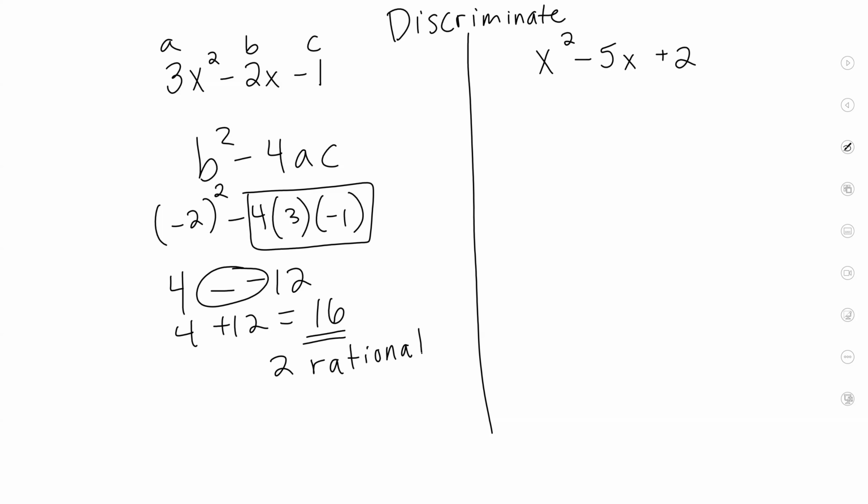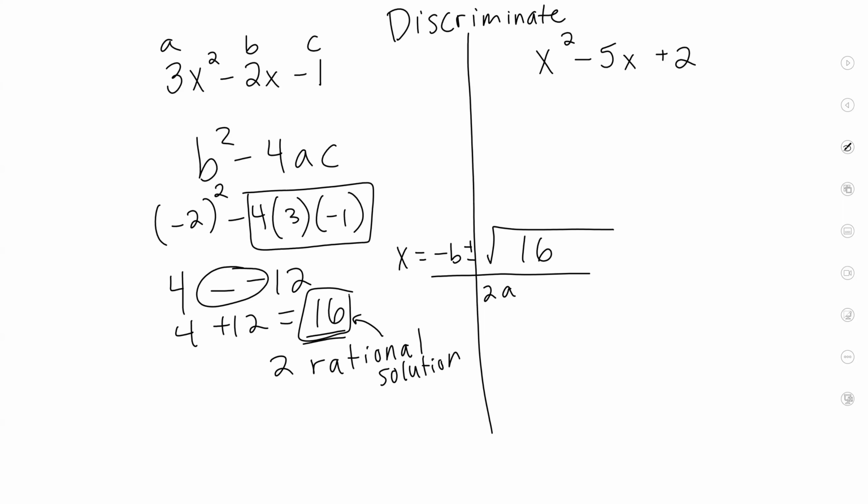Because when you put this in the quadratic formula, x equals negative b plus or minus square root, and you put the discriminant 16 in there, you guys know what the square root of 16 is. 4. And all over 2a. So guys, this will be 2 rational solutions because you have 16, which is a perfect square. So whenever you get a perfect square, you guys are going to have two rational solutions.